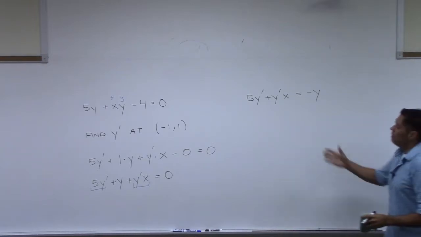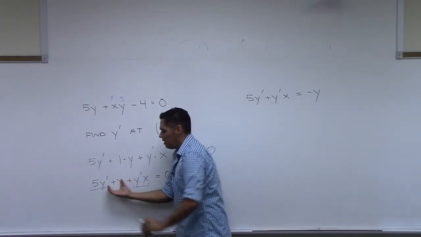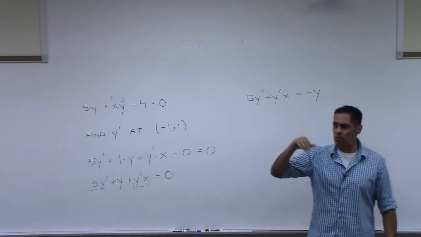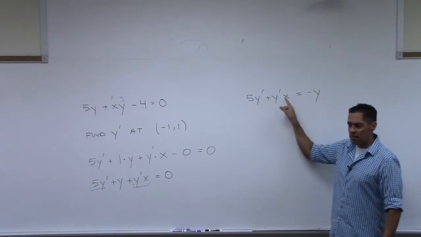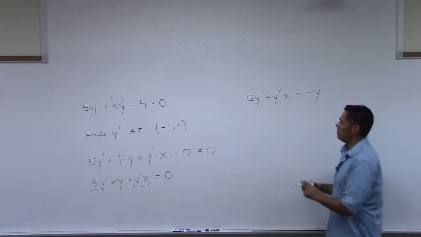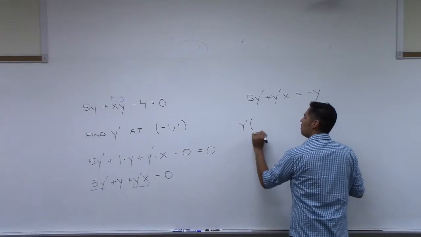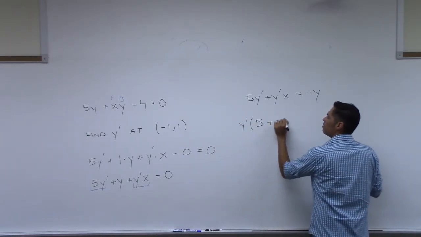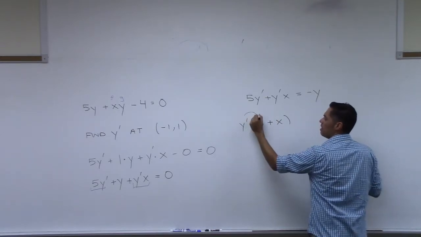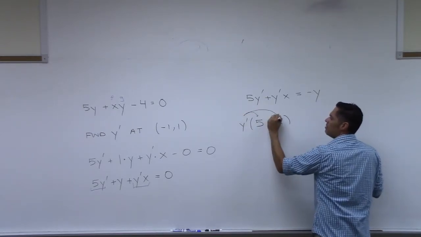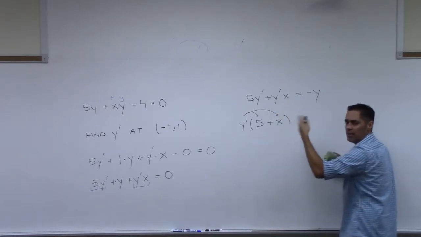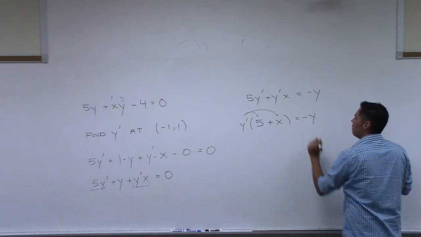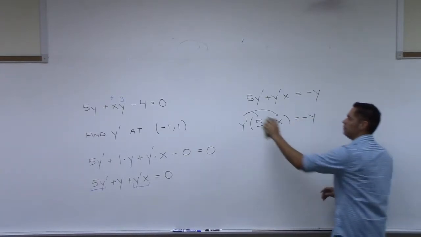Now the whole idea of getting the y primes together and everything that doesn't have y prime to the other side is because now you can factor. I heard someone say that. We're going to factor the y prime out. Both of these contain y prime, so we factor it. So y prime comes out. What are we left with? 5 plus x. So you have to be careful here, because this times this should give you that, and this times this should give you that. It's just like factoring out a number, but we're factoring out y prime. And then negative y.